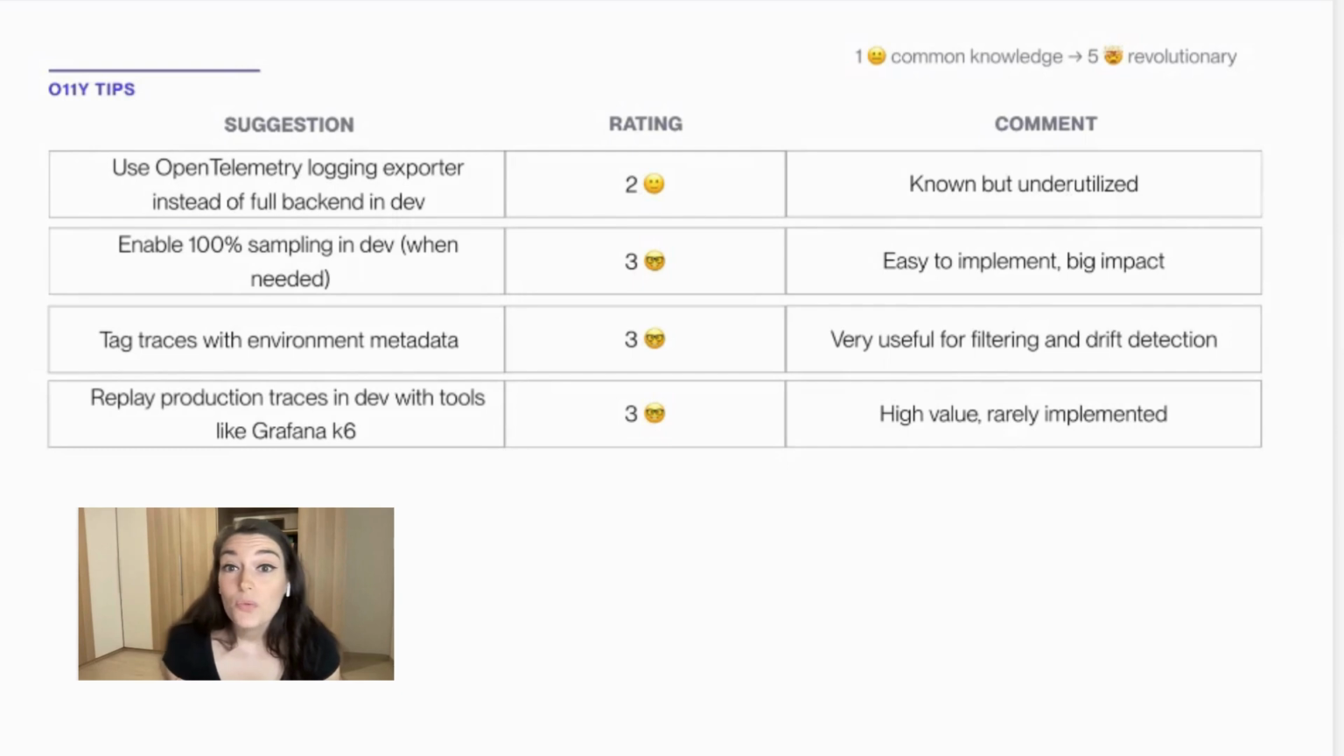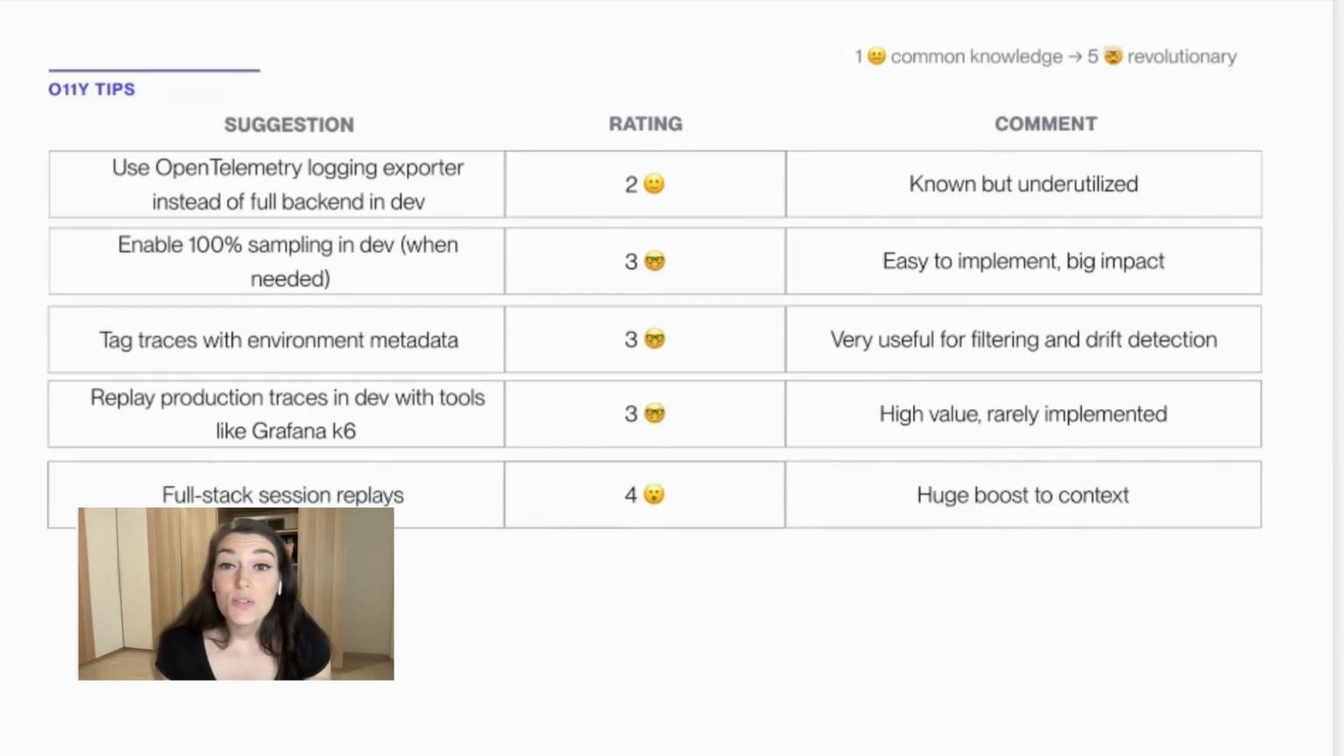As a fourth tip, you can replay real user traffic in dev. And I know that engineers know about load testing, but very few actually extract real traces from production and use them to simulate traffic in development, using tools like load testers. So for example, Grafana k6 supports the OpenTelemetry metrics format. And this is a powerful technique to reveal bugs that wouldn't otherwise show up, especially if it's done regularly. Of course, it's to be done with caution since production data can be sensitive.